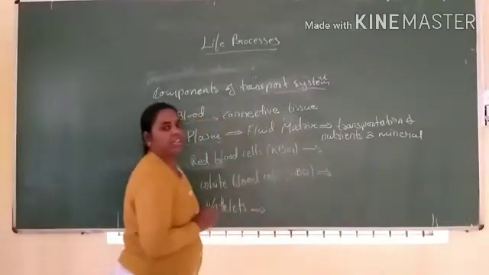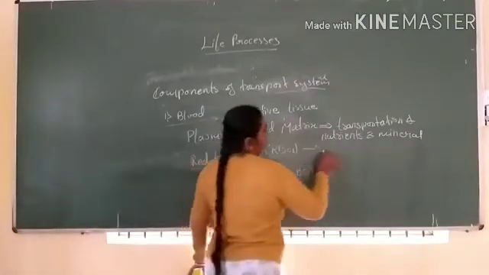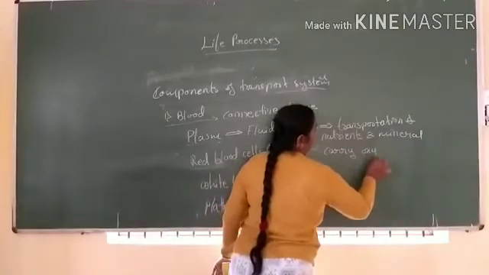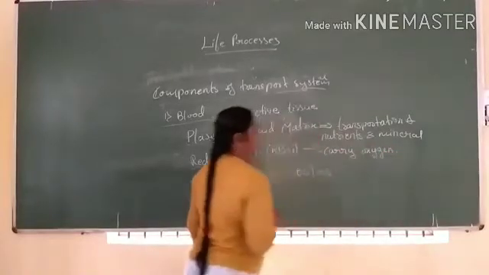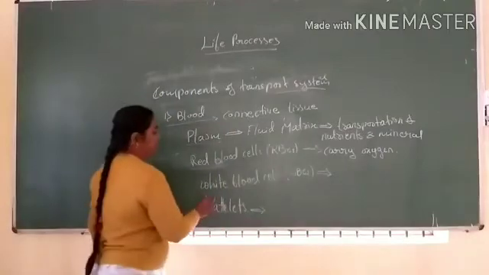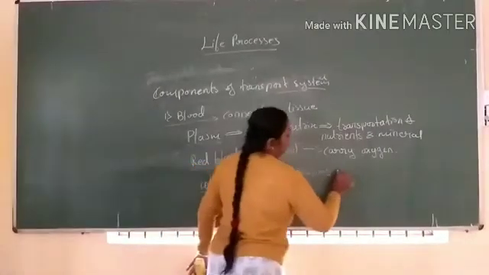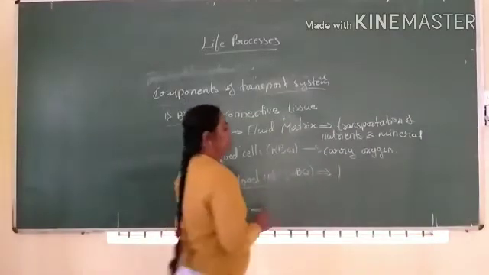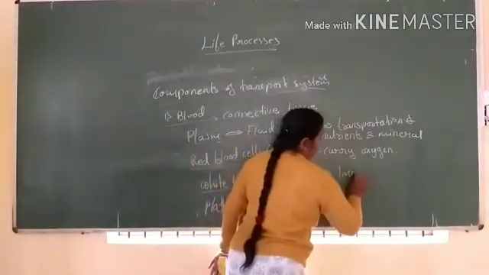And next is red blood cells. These are the red color cells which carry oxygen from one body part to another body part. And WBCs, they have nothing to do with the transport system. Instead, they provide immunity to the body.